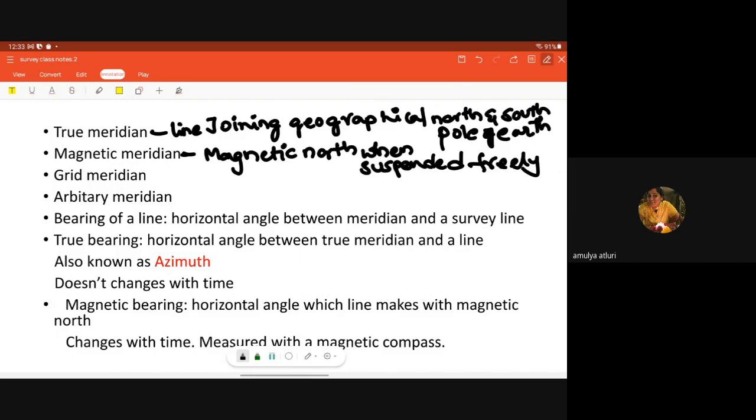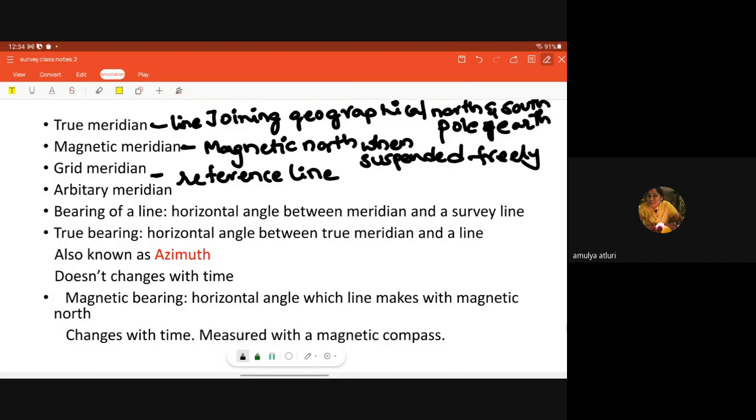Magnetic meridian is the direction shown by magnetic north when it is suspended freely. What is grid meridian? It is a reference line established by state governments in the middle of the state for various projects of various departments. It's like a reference line. Next is arbitrary meridian.